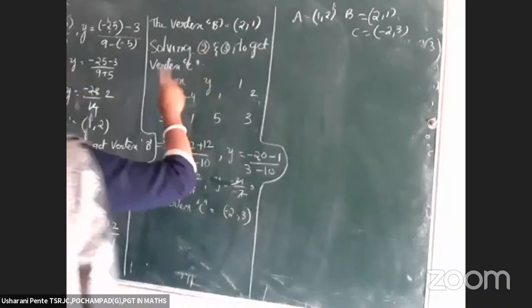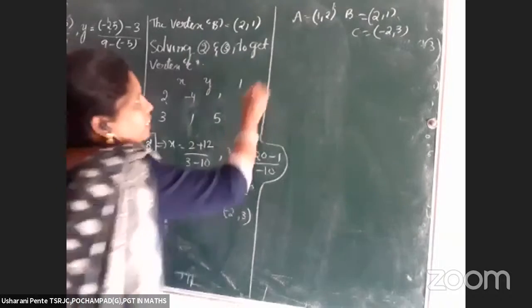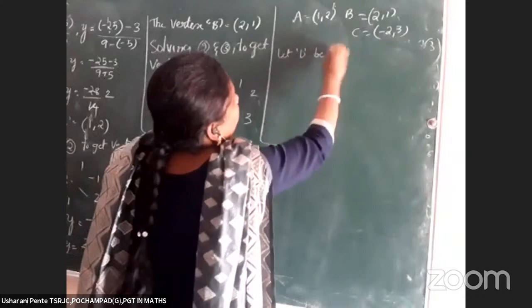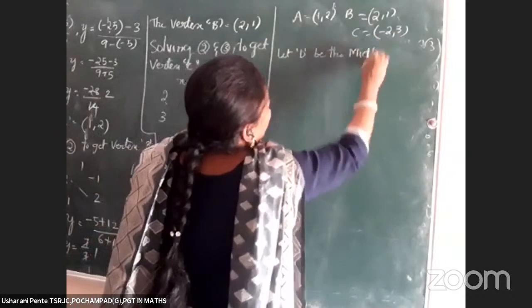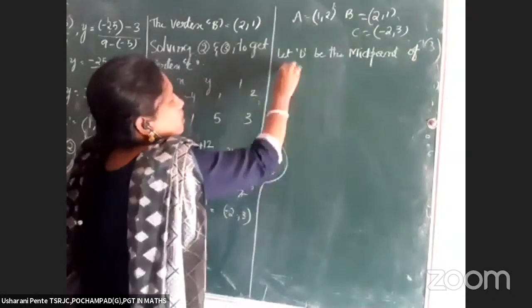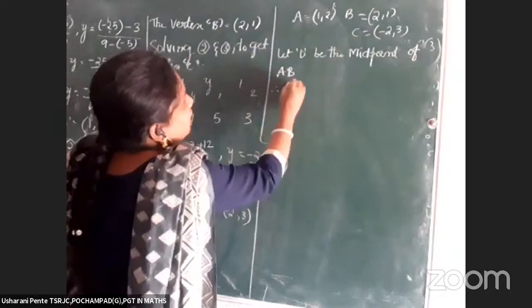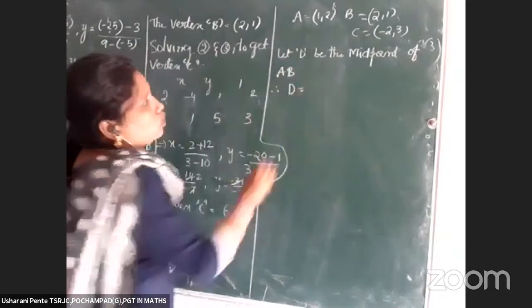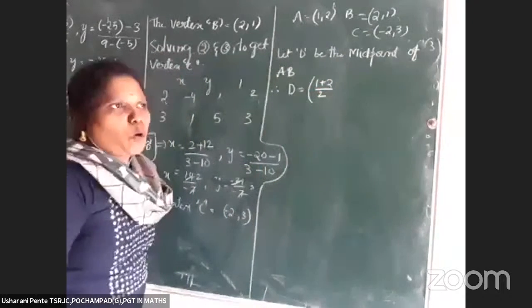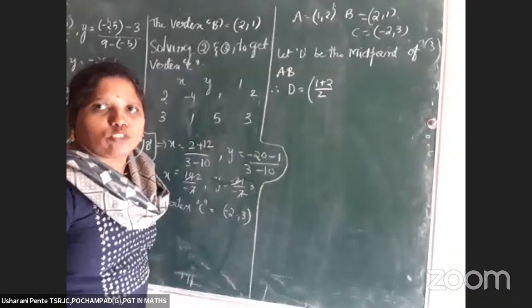So I am finding the midpoint of the side AB. Let D be the midpoint of AB. Then how can we get D? D is equal to how much? 1 plus 2 by 2. We know the formula for the midpoint, that is x1 plus x2 by 2, comma y1 plus y2 by 2.